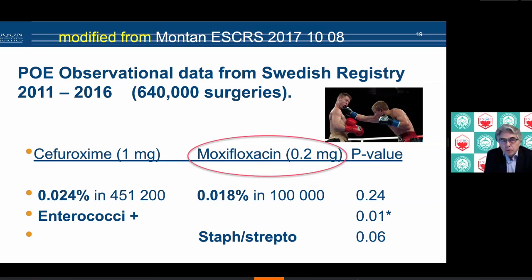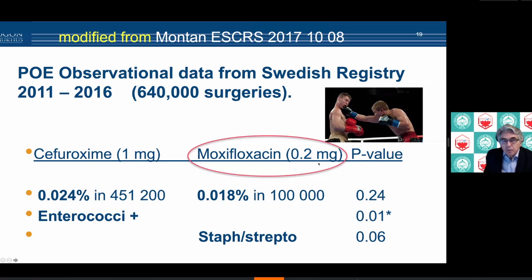Some of the studies that have been reported, like the one from Sweden, where they've now looked at 640,000 or actually more cases where some have used cefuroxime and some moxifloxacin, actually showed that the endophthalmitis rate was a bit lower when they used moxifloxacin, although not significantly so. But they got infections, as expected, with enterococci in the cefuroxime group.